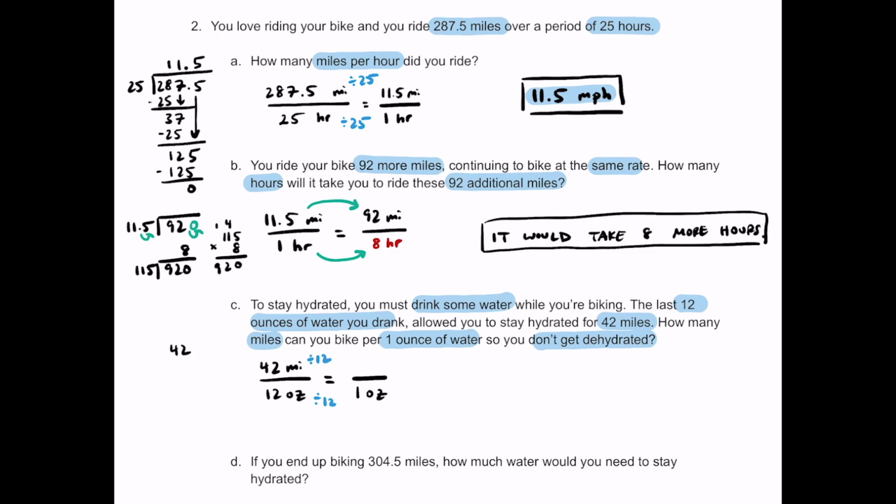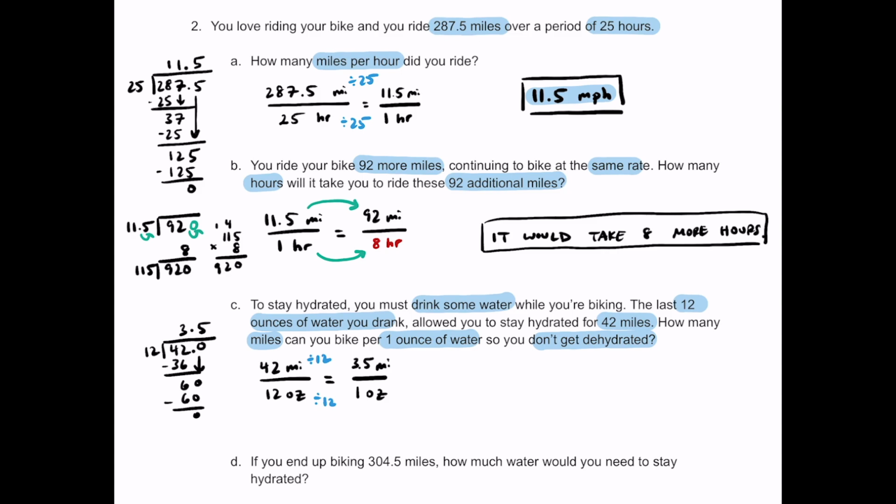So let's say 42 divided by 12. That's going to be 3, that's 36. That's going to be a remainder of 6. So I know it's 3.5, but maybe I'll just keep going to show you the full work here. Decimal, 0, and 12 goes into 60 5 times. 5 times 12 is 60, with a remainder of 0. So you could travel 3.5 miles. Every 3.5 miles, you should consume 1 more ounce of water so you don't get too thirsty.